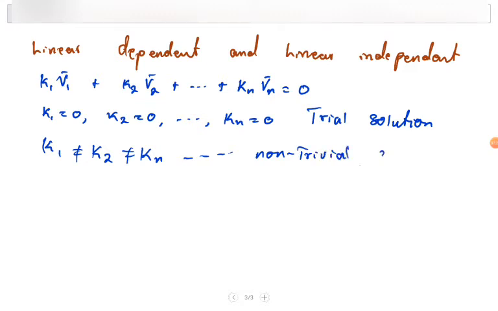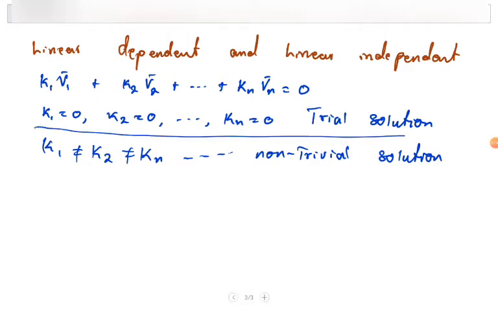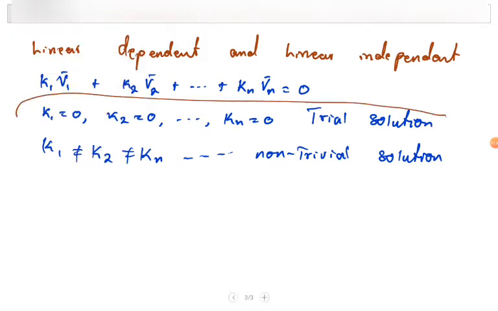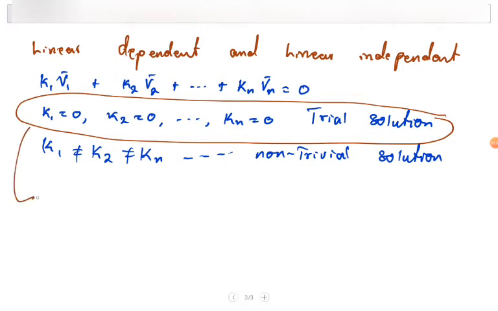Okay, so now let's define linear dependent and linear independent. If the only solution to the system of vectors is a trivial solution, if you are given a system of vectors and you add all of them, and the only solution that you have for those vectors is a trivial solution, then you say that those vectors are linear independent. So that means this tells you that the system of vectors is linear independent.